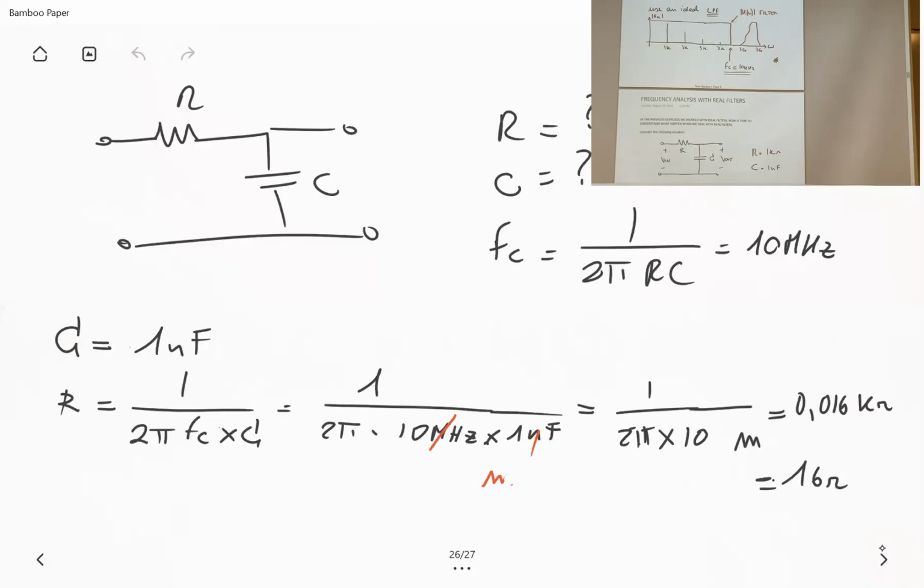Okay, so of course this is an ugly value, and as electronic engineers you should see that this is a typical example where 1 nanofarad doesn't work, because 16 ohm is too small.